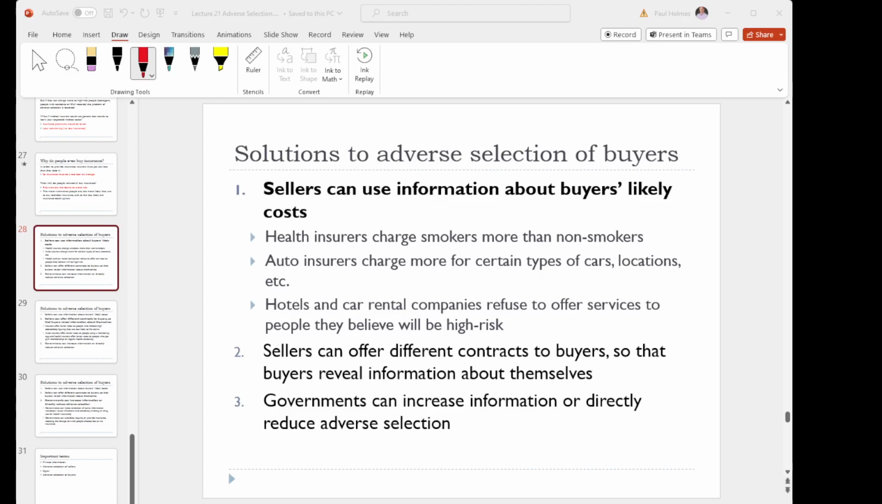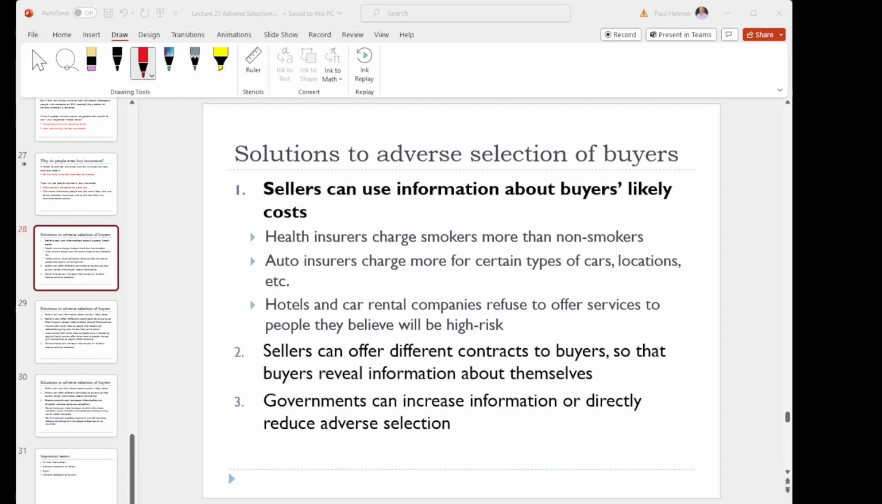So just like for adverse selection of sellers, now we turn to how to solve this problem of adverse selection of buyers. So what can we do? Well, first one, we've already essentially seen this idea. We could try to increase the amount of information that sellers have. After all, adverse selection is a problem of lacking information. If we can increase that information, that could solve this adverse selection problem.